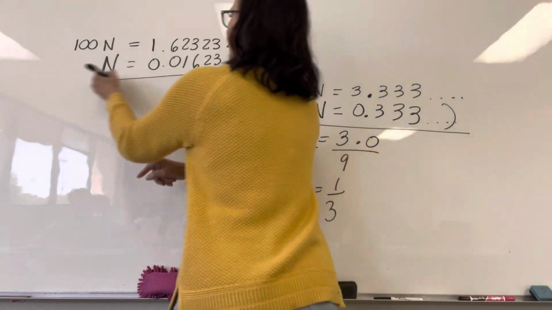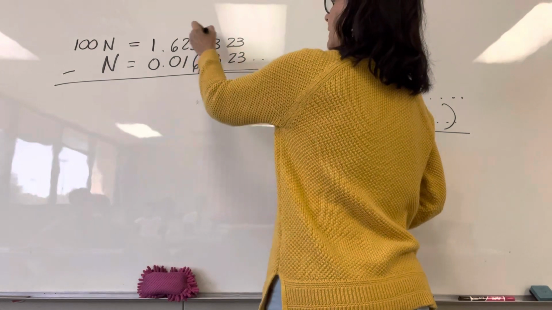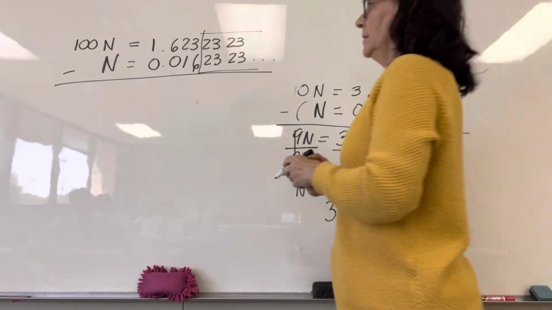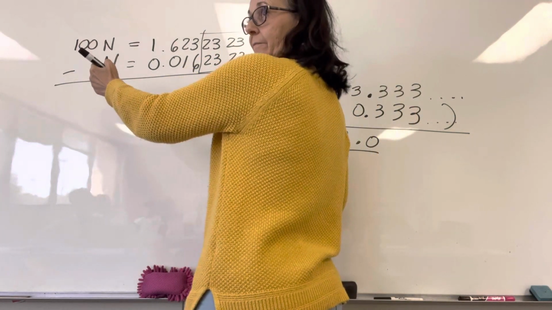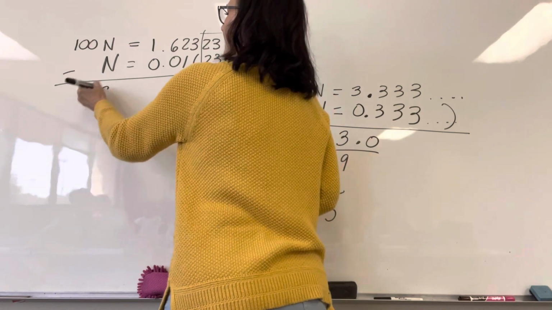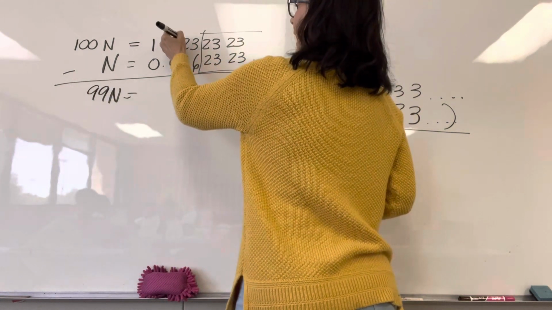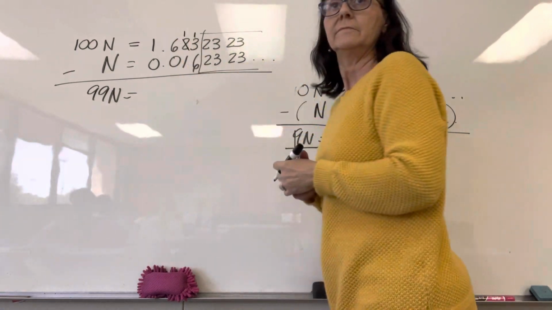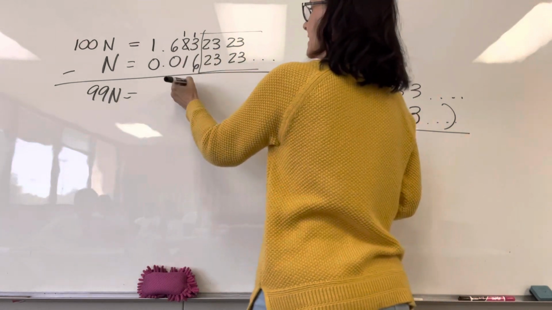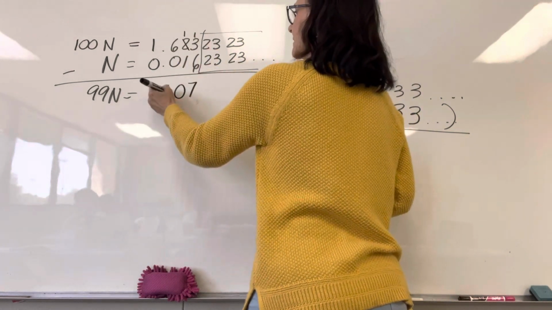So that's what I'm going to write: 1.6232323, and subtract. Notice what happens from here back: it's just 0. Got it? So 100n minus 1n is 99n. Now I'm going to do just the subtraction. I need to borrow. Got it? 13 minus 6, 1 minus 1, 1.6.